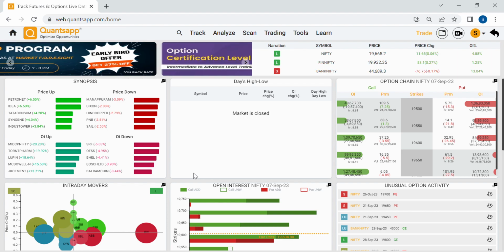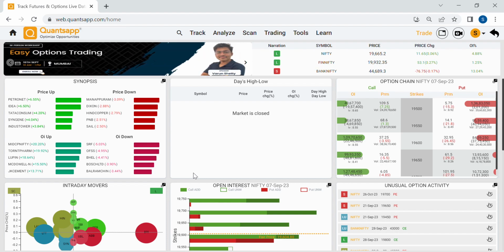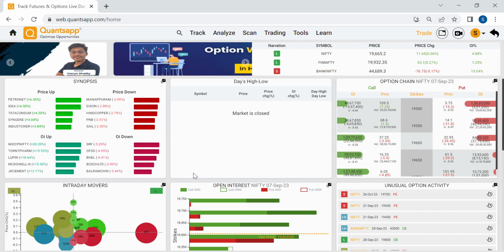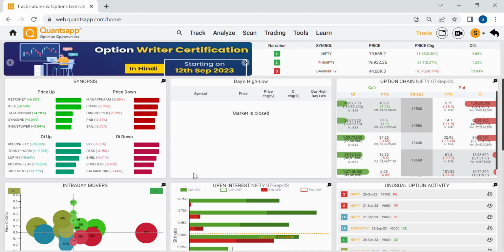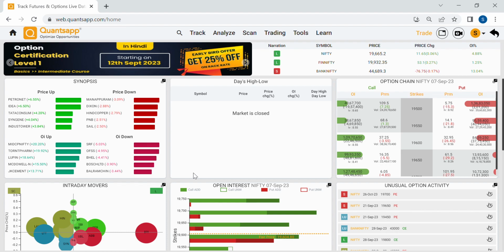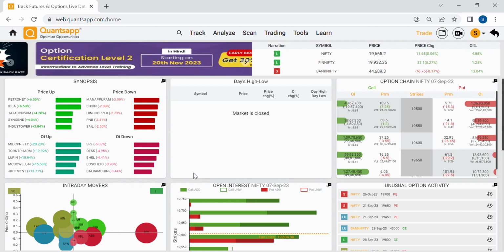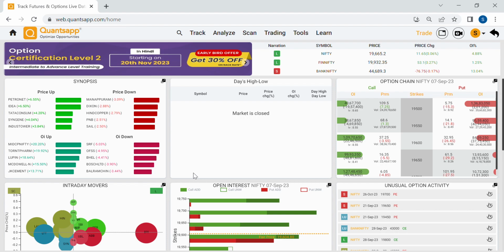The pattern is such that whenever a sector moves up, it will typically move up in a long and winding pattern. That means it will have up moves, then some dips, then again up moves, and then again some dips. You will never see a sector rallying from point A to point B unless there is something news driven. But in the majority of cases, a sector which is moving up will always have those dips and then continue sustaining higher.